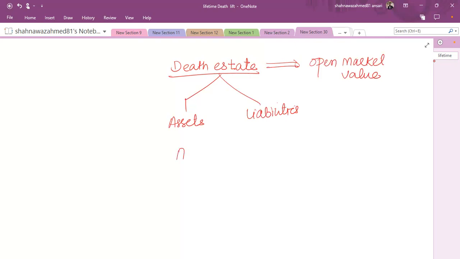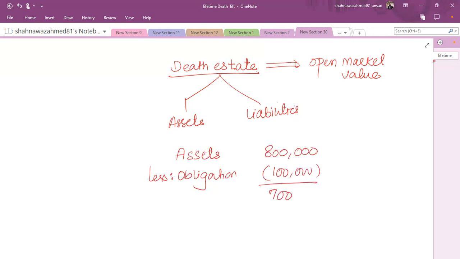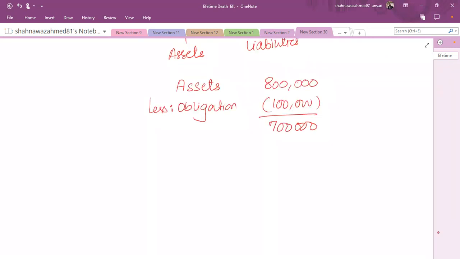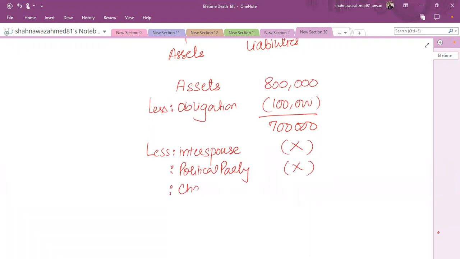So for example, suppose assets are 800,000 on the basis of open market value. Then we will deduct the obligations on the person. Suppose the obligation is 100,000, and this is the net value. This is the value of the estate. From this value, we will deduct inter-spouse exemption. There might be political party exemption. Similarly, exemption for gifts to charity out of the death estate. Let's assume that it is zero. So this is my gross chargeable estate.